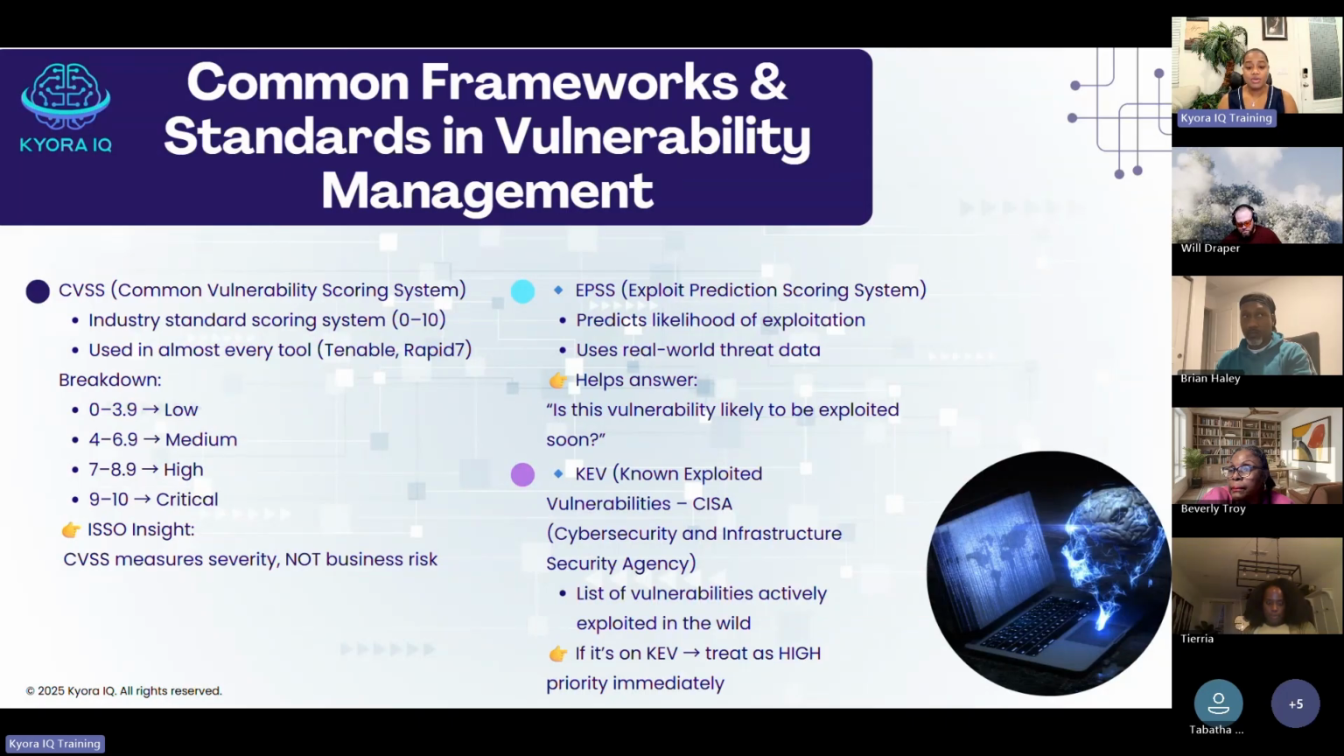And then your KEV, or Known Exploited Vulnerabilities catalog, which is issued by the Cybersecurity and Infrastructure Security Agency, lists vulnerabilities that are actually active and being exploited in the wild. If your vulnerability is listed on the KEV, you need to treat it as a high priority immediately and work with your teams to get it remediated, because that means it's actively being exploited by hackers, and it's only a matter of time, potentially, before someone is able to actually attack your system because they're actively exploiting that vulnerability.